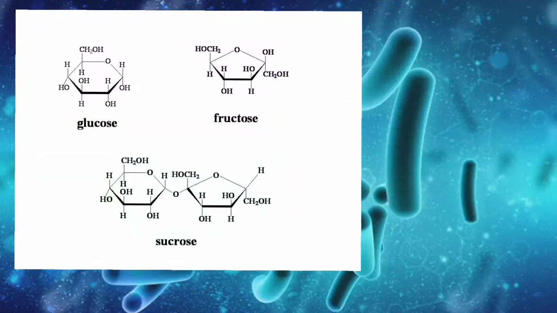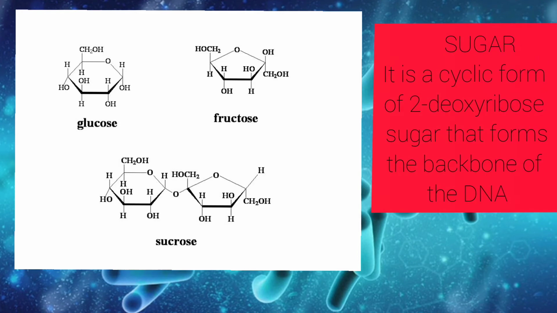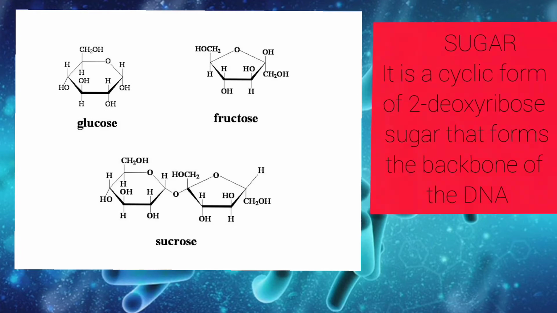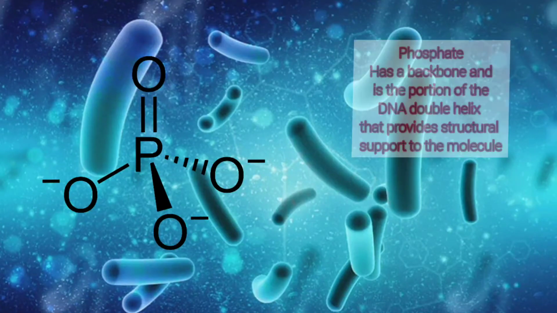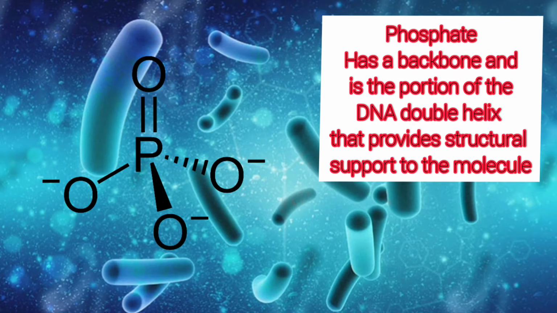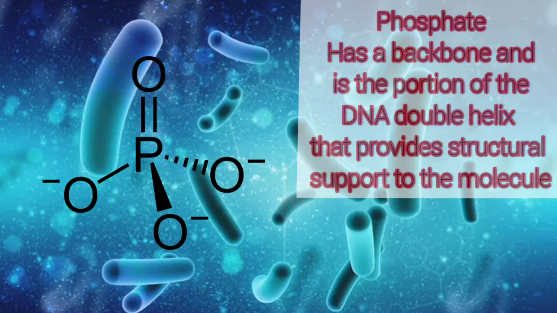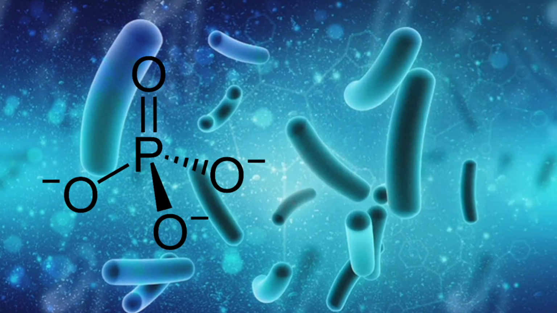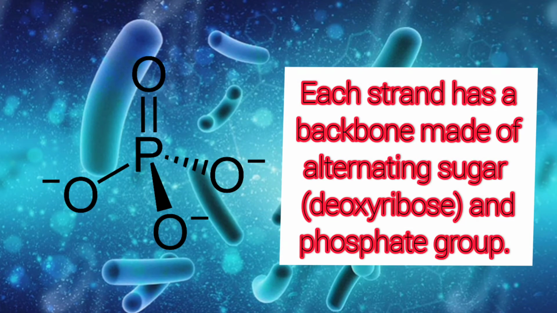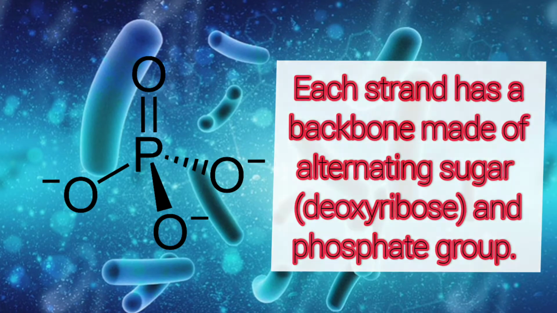First is the sugar. It is a cyclic form of 2-deoxyribose sugar that forms the backbone of the DNA. Second is the phosphate group. It is part of the backbone and is the portion of the DNA double helix that provides structural support to the molecule. DNA consists of two strands that wind around each other like a twisted ladder. Each strand has a backbone made of alternating sugar or deoxyribose and phosphate groups.